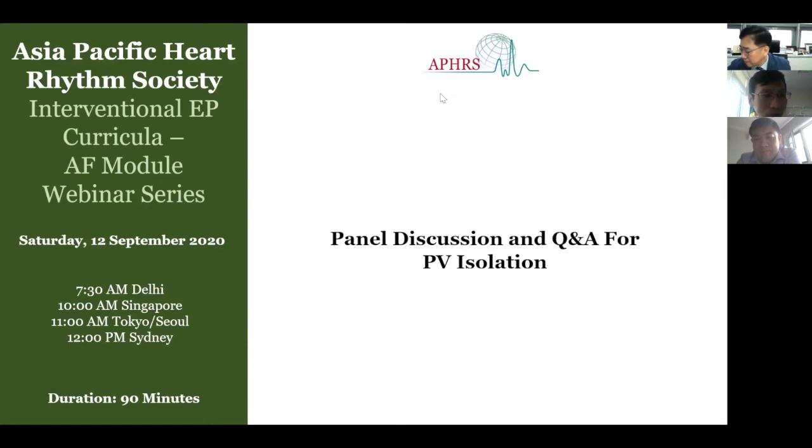How about AutoMark? Do you use it in your PVI routinely? During the PV mapping, I always use the AutoMap module. I already showed the voltage map before and after PV isolation. Everything was done by the AutoMap technique.